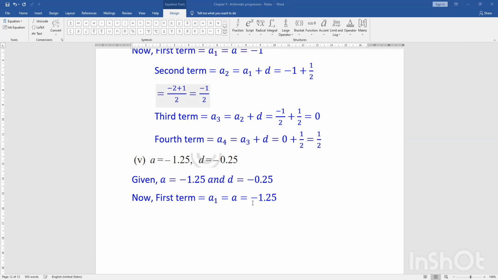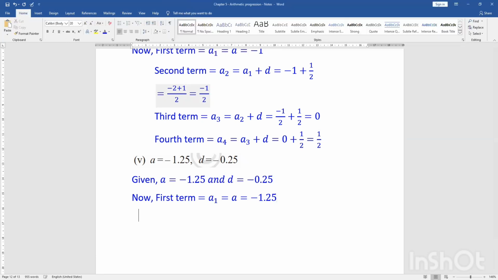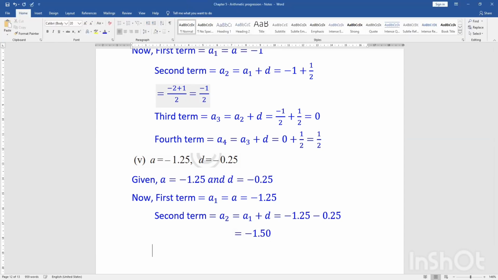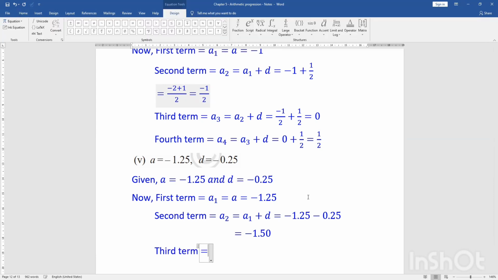And then we have the second term. So second term will be nothing but A2, which is equal to A1 plus D. So what's the value of A1? A1 is minus 1.25 and D is how much? Minus 0.25. So what will be the value now? Both will get added up. It will be minus 1.50. Right, children?